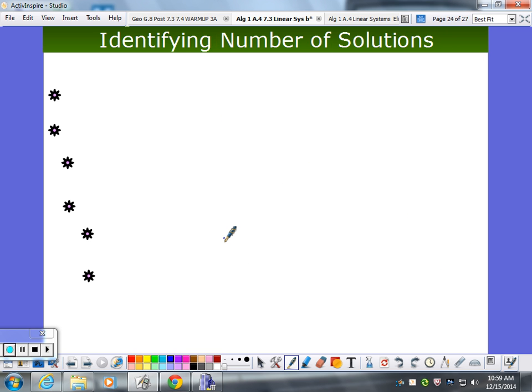Okay. So identifying number of solutions. There's a question. Okay, come on, I'm moving on to the back now.